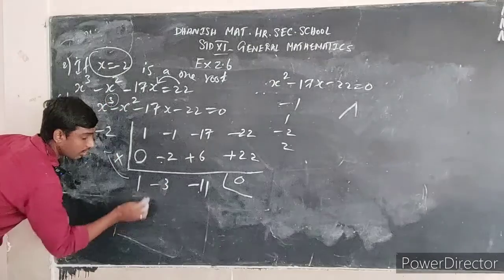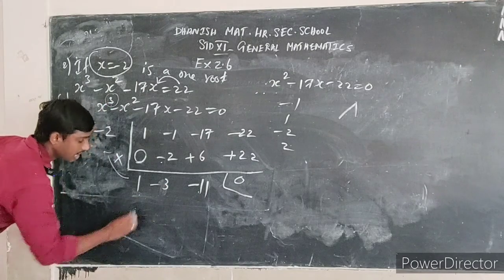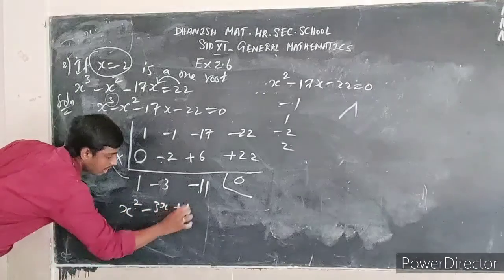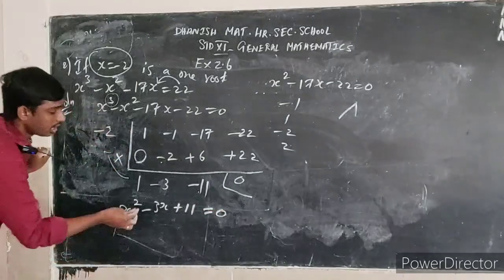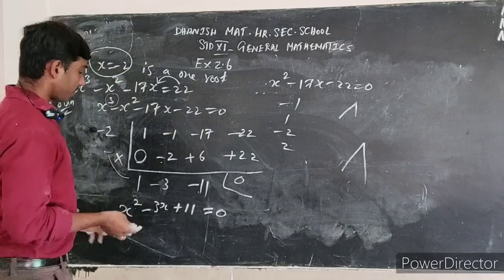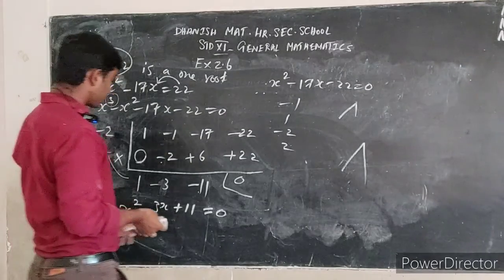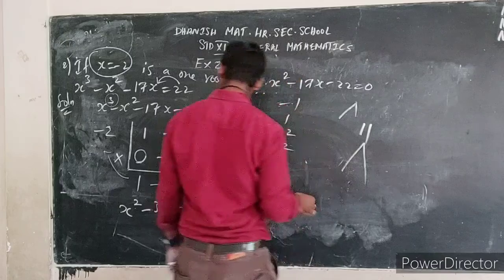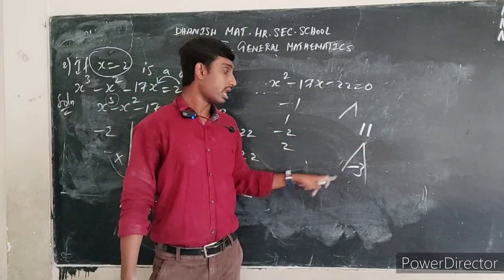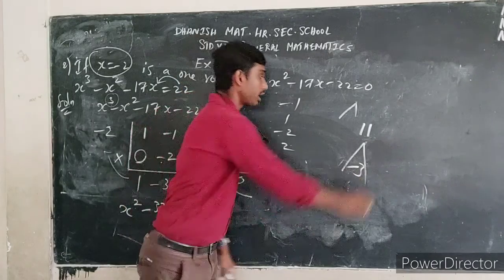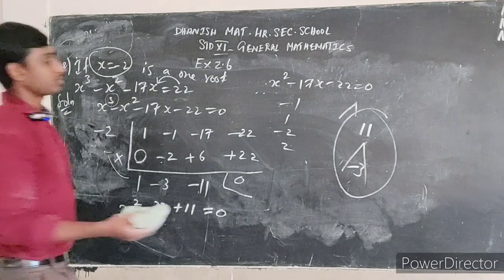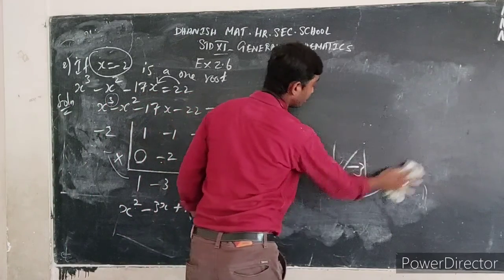Then what is the value remaining? 1, minus 3, minus 11. Let's write it like this: x square minus 3x minus 11 equal to 0. In this method we are using the sum and product method. First we have to check whether it is possible. What is the value here? 11 here, minus 3. It will not be possible because 11 is a prime number. 11 into 1 is 11. So it is not possible.